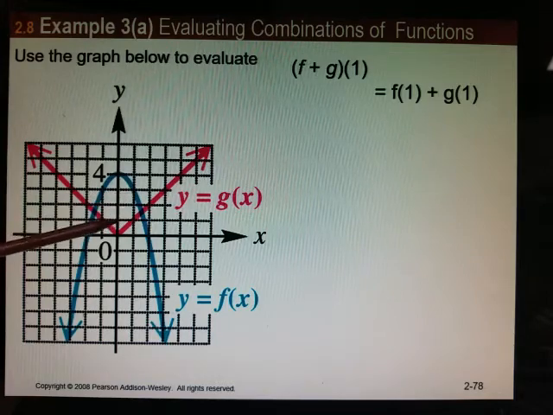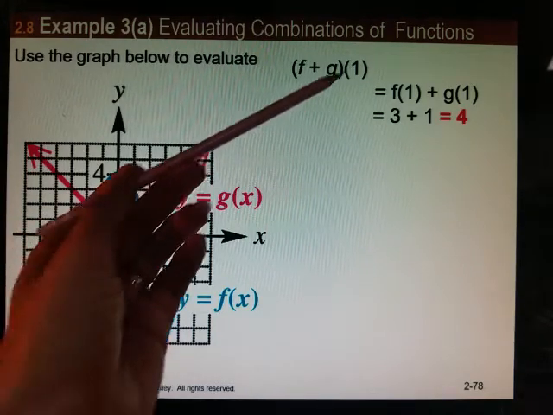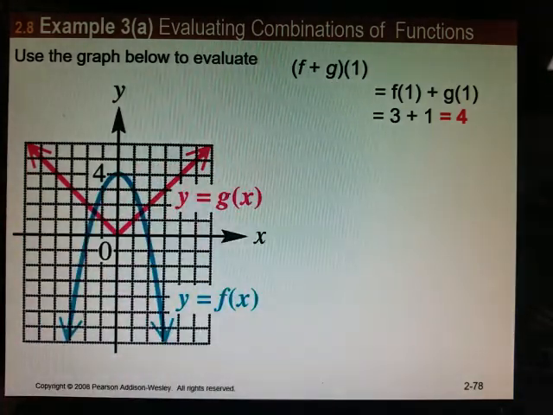So I just need to add 3 plus 1, and the answer is 4. So again, I'm plugging in a number. I should get a number for an answer.